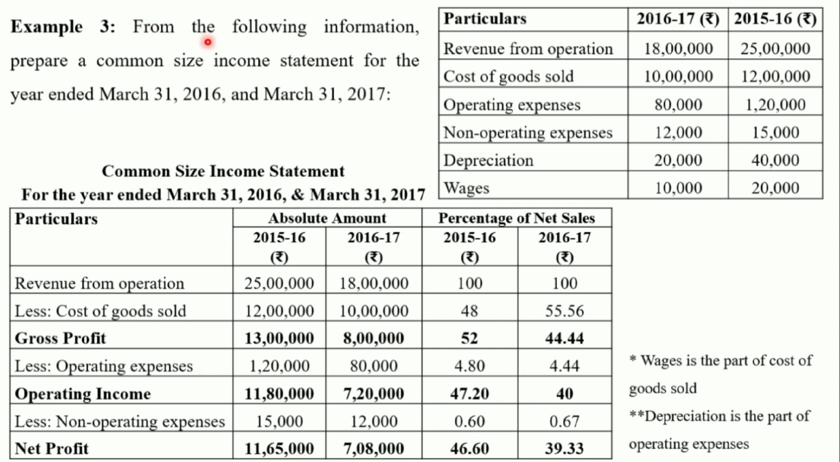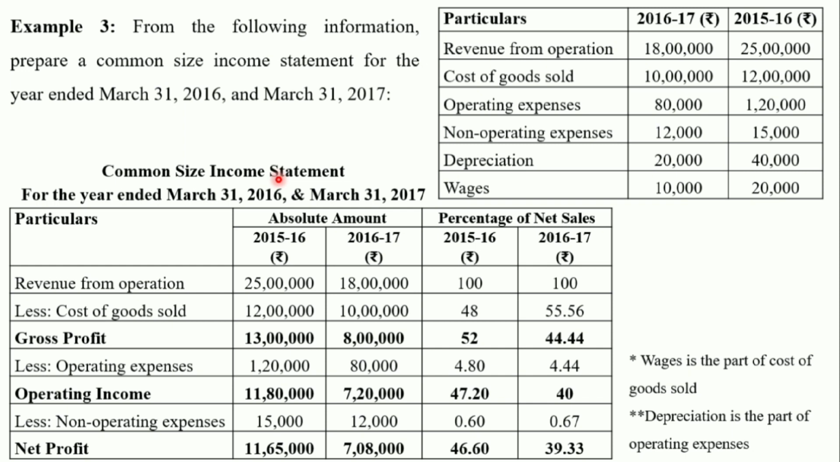From the following information, this is the problem actually. From the following information, prepare a common size income statement for the year ending March 31st, 2016 and March 31st, 2017, because two years' information is given. What is the given information? Revenue from operations, cost of goods sold, operating expenses, non-operating expenses, depreciation and wages. From this information, we have to prepare the common size income statement.